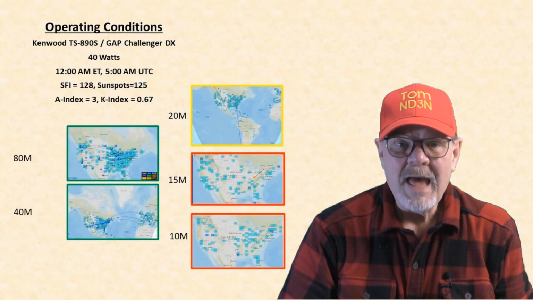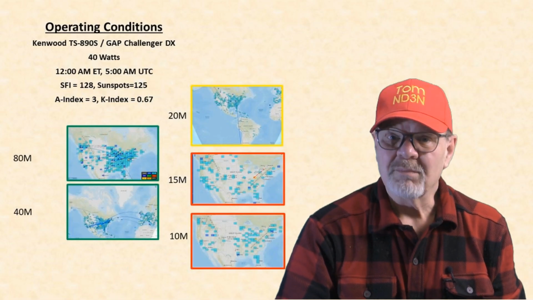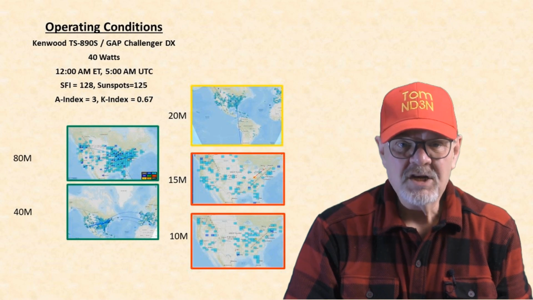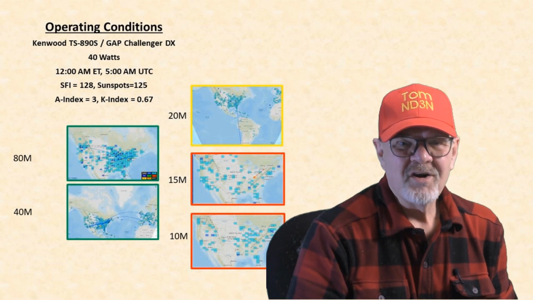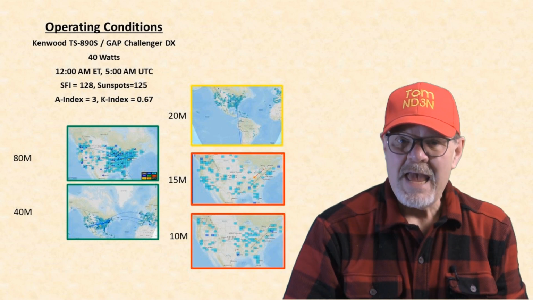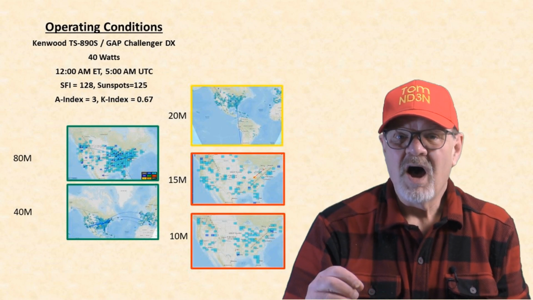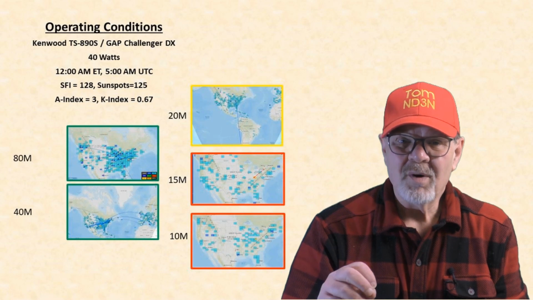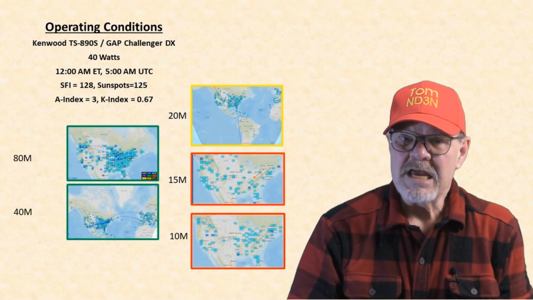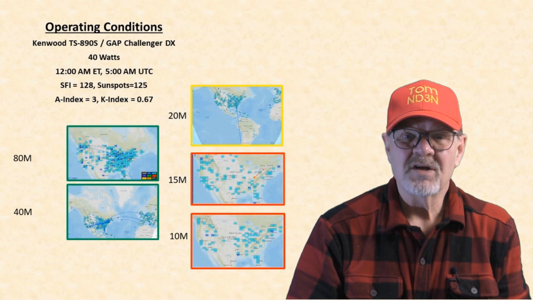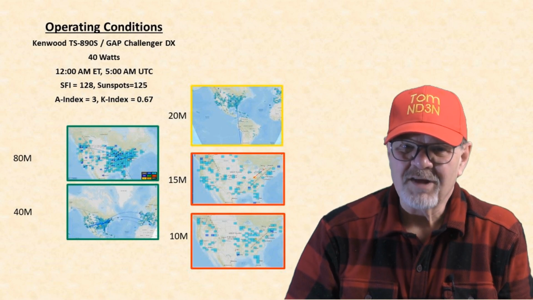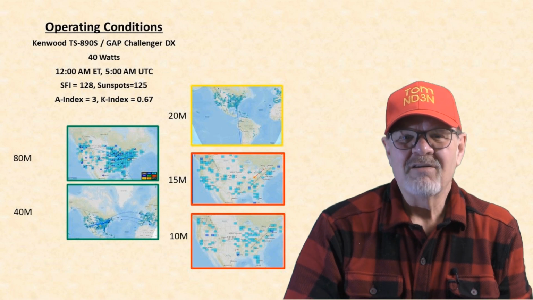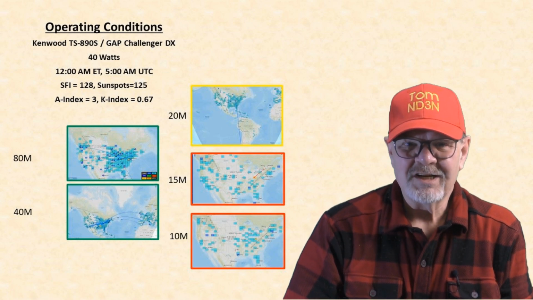At midnight on Sunday in my home Radio Shack, the conditions show a solar flare index of 128 with 125 sunspots. The A and K indices are 3 and 0.67 respectively. 80 and 40 meters show considerable promise for successful QSOs, while 20 meters is hanging on by a thread and 15 and 10 meters are shut down for the night.